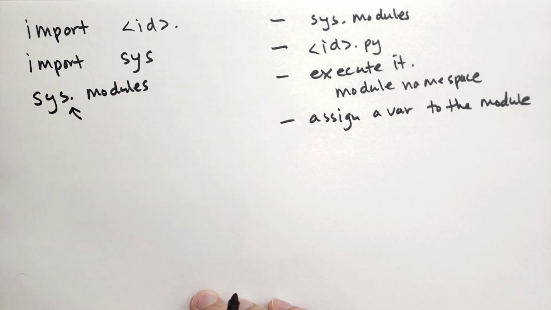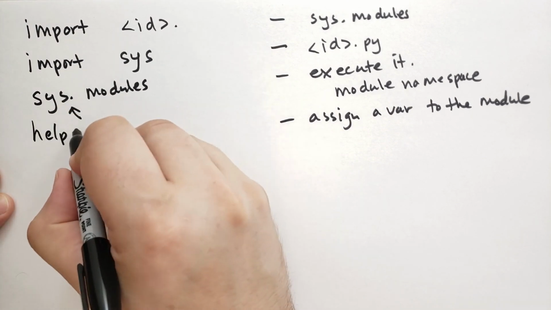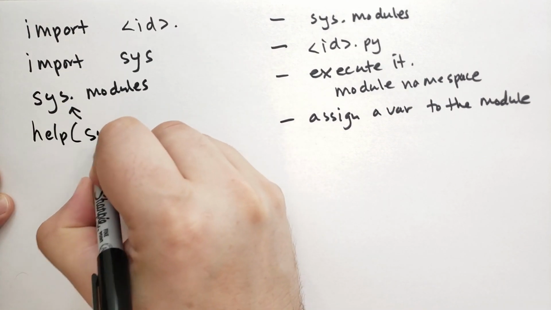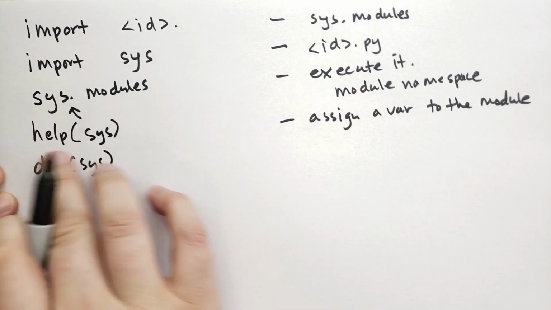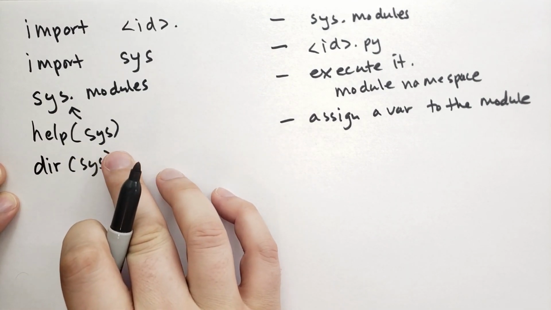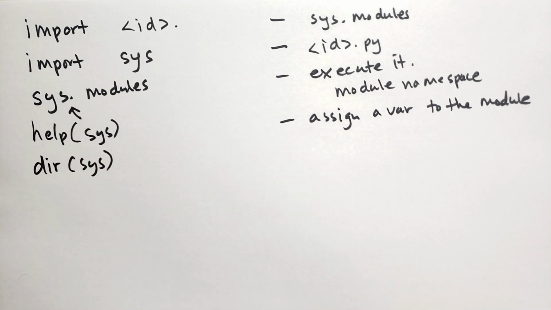If you don't know what's in a module, you should read the documentation for it. But if you don't have access to that, or you just want a quick reminder, from an interactive shell, you can do help(sys), or you can even do dir(sys). Help will print out a friendly message showing you what the module can do. Dir will show you all the variables in the module's namespace.